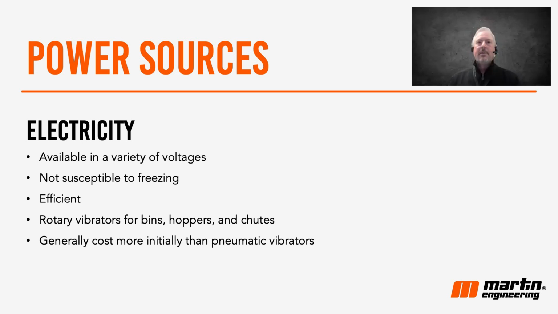For electricity, they're available in a variety of voltages, including 12 and 24 volt DC. They're not susceptible to issues associated with frozen air lines, like we'll talk about with the compressed air powered vibrators. They're available in different speeds, and we'll talk about how we use the different speeds for different materials. And then they have an ambient temperature range from 22 degrees to 104 degrees Fahrenheit. Electric vibrators generally cost more off the shelf initially than pneumatic vibrators.